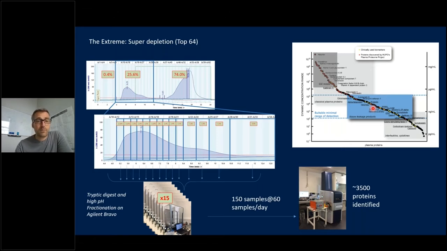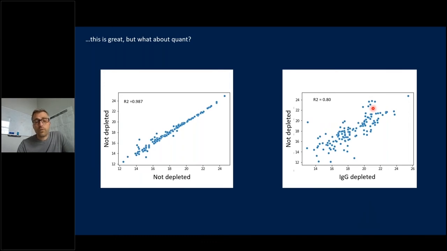However, it's expensive. I also want to raise a little point about quantitation. I think this is well known, but I just want to show some data addressing this point, which is that any kind of depletion will affect your quantitation.